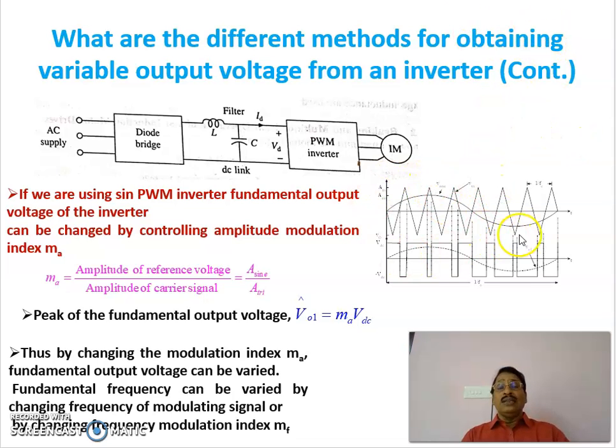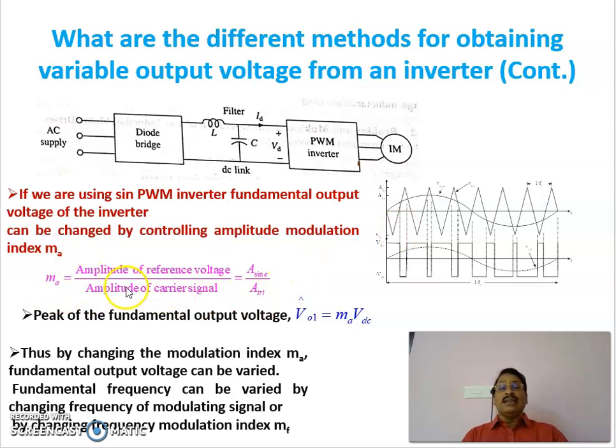Therefore, by controlling in a sine PWM fashion, the fundamental output voltage will be sinusoidal, and that will be in phase with the modulating signal. The magnitude of the fundamental output voltage is given by MA into VDC. To see this, there are two indexes to explain: one we call the amplitude modulation index, another is called the frequency modulation index.